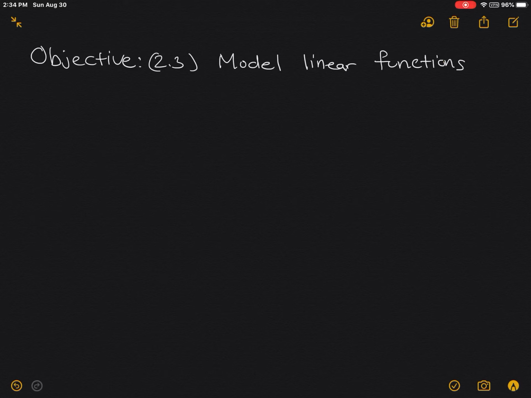All right, so in this video, we're going to go over section 2.3, and we're going to model linear functions. Okay, so if you download the notes that I attached on Google Classroom, you can follow along.